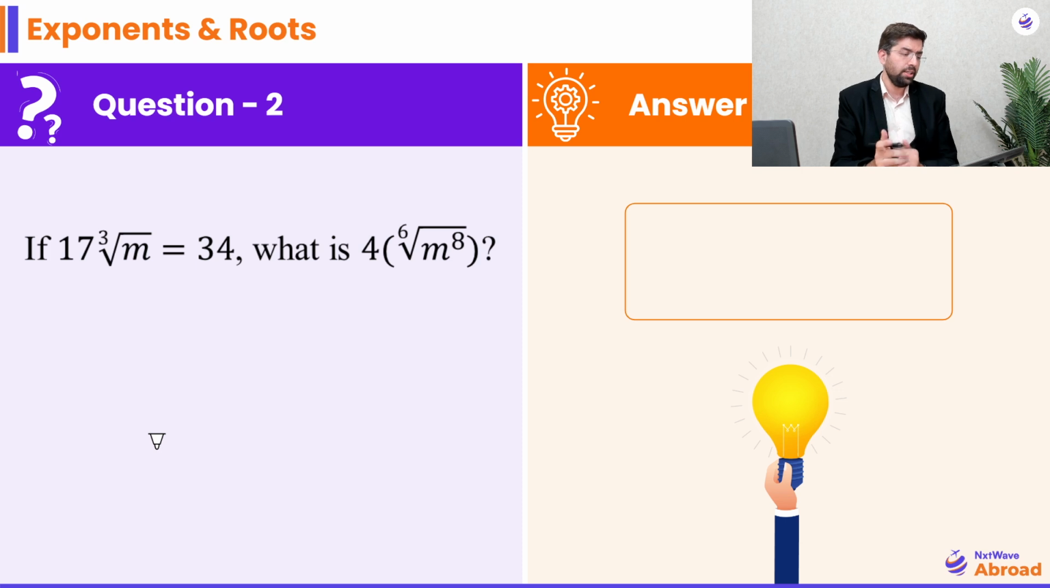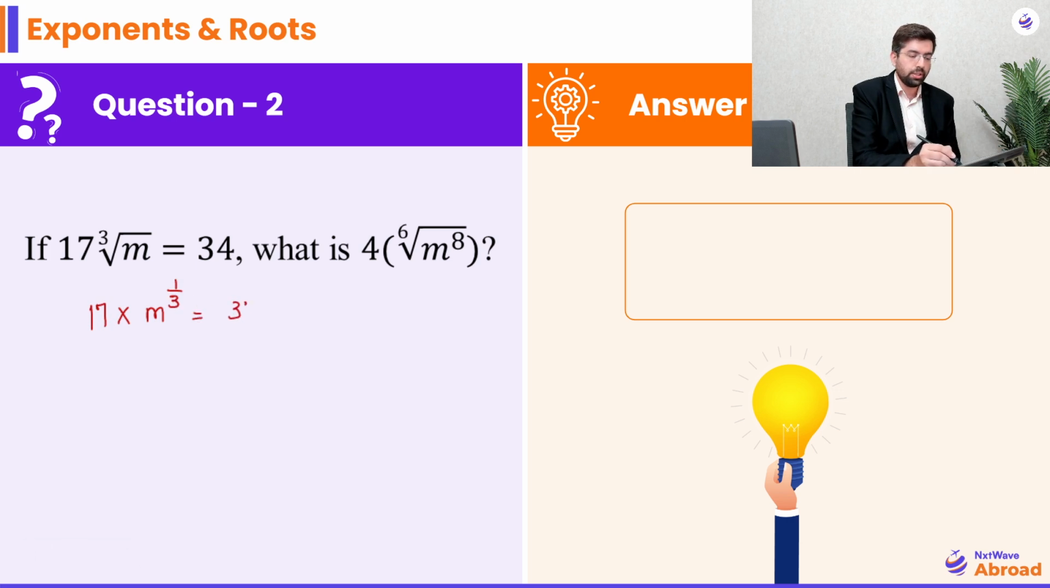Let us see the next one. 17 into m raised to power 1 upon 3 is equal to 34. So you can say m raised to 1 upon 3 is equal to 2.